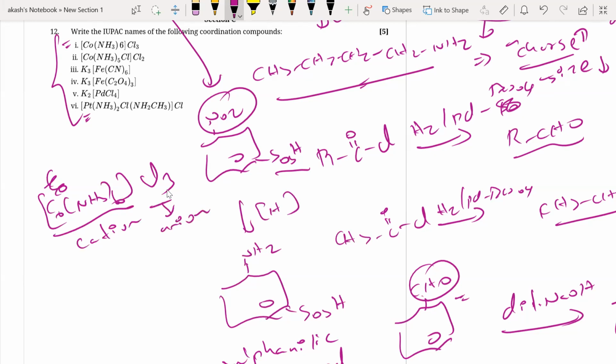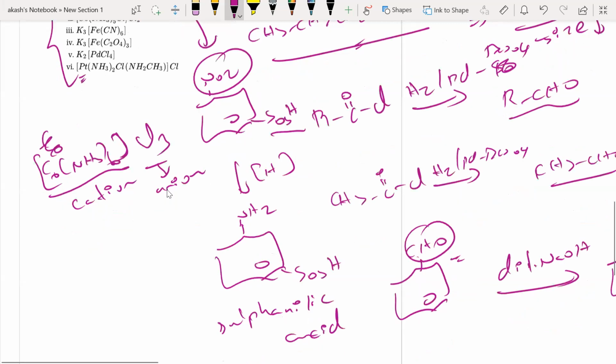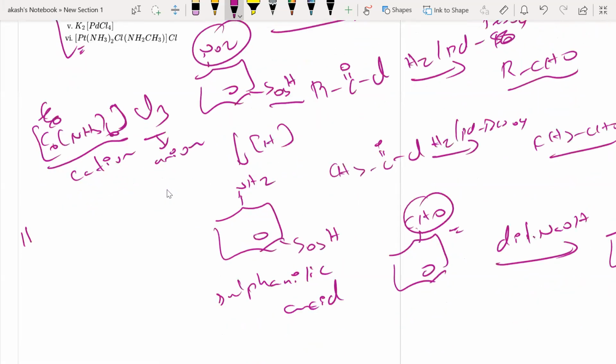Now we know that we need to name the cation first, and then go for the anion. Whenever we start with the coordination sphere, that is, the bracket, whether it's cation or anion, we need to name the ligands first. In this case, the ligand is ammine, so we will write hexaammine. We need to put double M. Hexaammine cobalt, and then we have chloride.